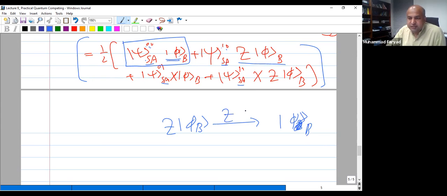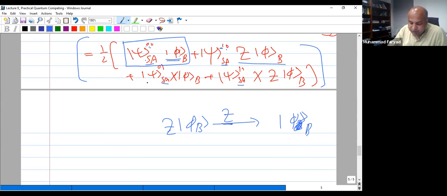I should apply another Z, because Z into Z is Z squared, which is identity. So I will get phi B back. So that's why this first result 1 is controlling whether I apply a Z gate or not.